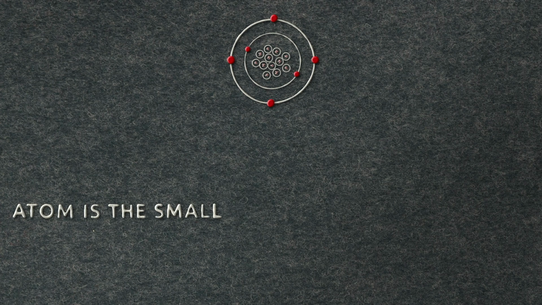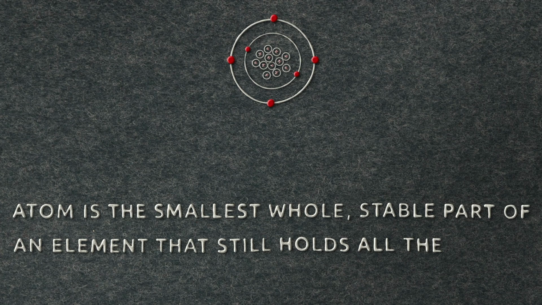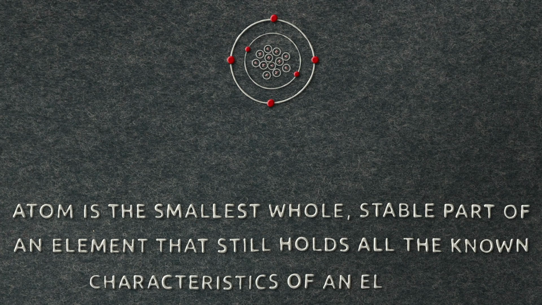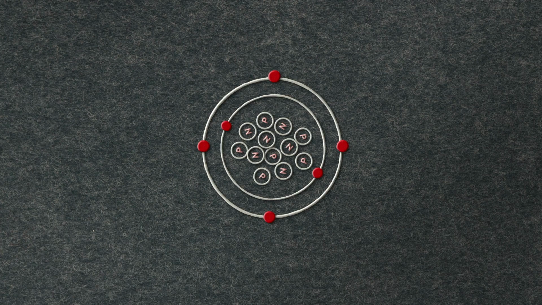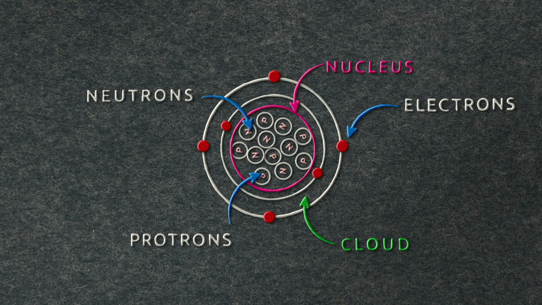So an atom is the smallest whole, stable part of an element that still holds all the known characteristics of an element. And as we said before, every atom is made up of smaller pieces called subatomic particles. And they are three: electrons, protons, and neutrons. The atom is made up of a nucleus in its core of protons and neutrons surrounded by a cloud of electrons.